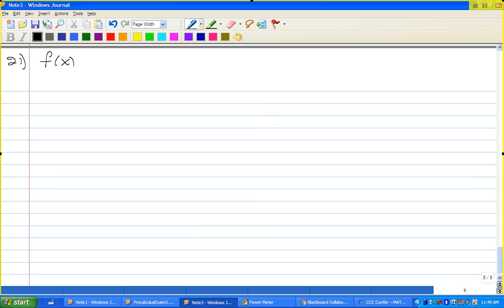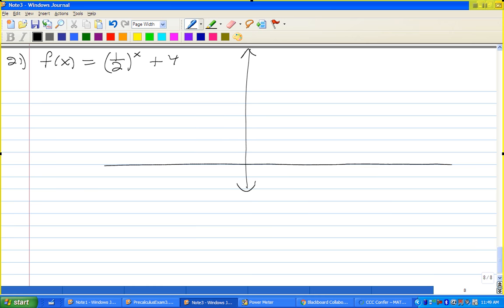F of x equals 1/2 to the x plus 4. So this looks like the graph of y equaling 1/2 to the x, which is the same as 2 to the negative x. So this would be the graph of 2 to the x, and then we reflect about the y-axis. So it looks something like this. And then we translate it up by 4.